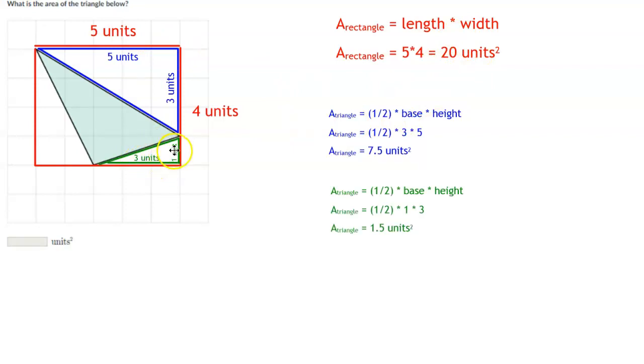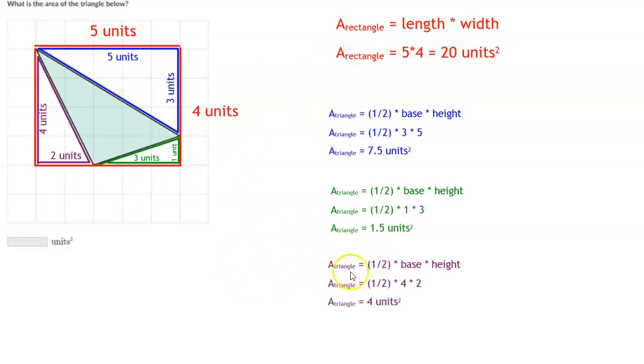I know that 3 times 1 is 3, cutting that in half is 1.5 square units. Remember that all of these are going to be in square units because I'm finding area. If I was finding the distance of something, for example, 3 units from this point to this point, distance is going to be measured in units, whereas area is always measured in square units. If it was centimeters, it would be square centimeters, that kind of thing. Alright, the last area that I have to find is the area of this purple triangle over here. So 4 times 2 is 8, cut that in half, that's 4.